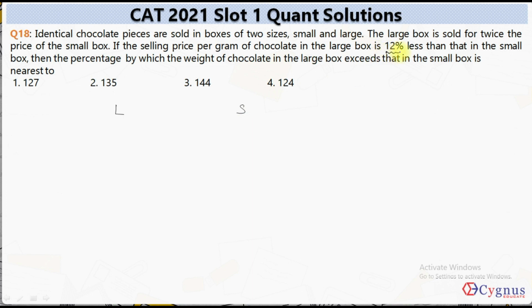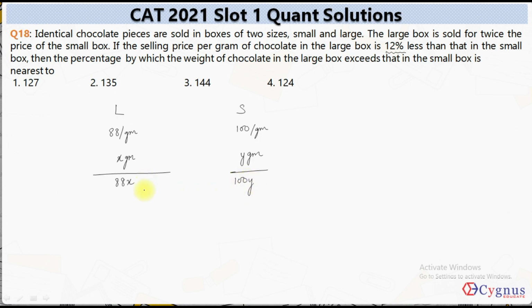What is given here? The price of the chocolate in the large box per gram is 12% less than that in the small box. So if I assume that price for the small box is what? 100 rupees per gram. So in the large box it becomes 12% less, that is 88 rupees per gram. Fine. And let's assume that large box contains X grams of the chocolate while small box contains Y grams of the chocolate. So can we calculate the total price for large box? It contains X gram chocolates and the price is 88 per gram. So the price becomes 88X. For the small box, the total price becomes 100Y.